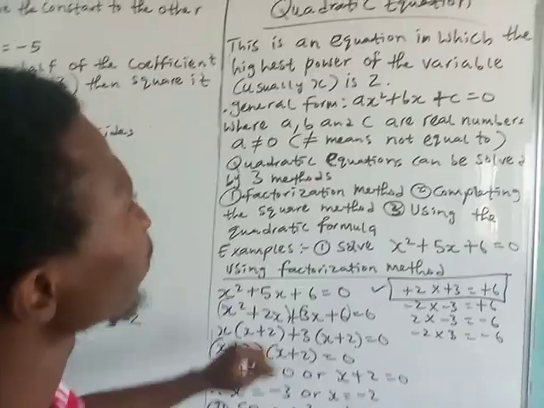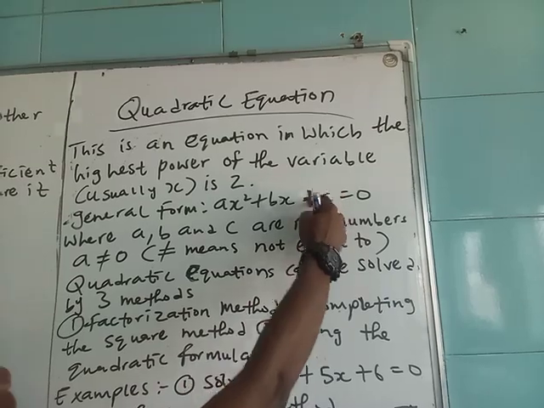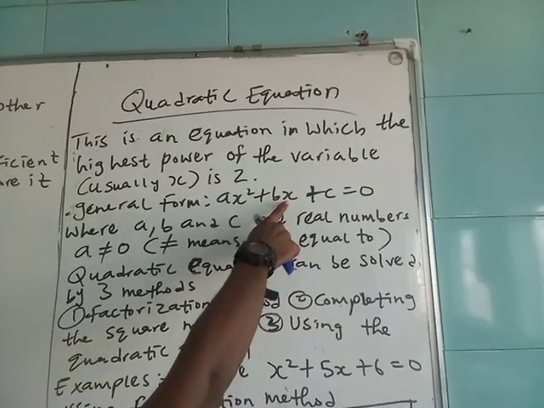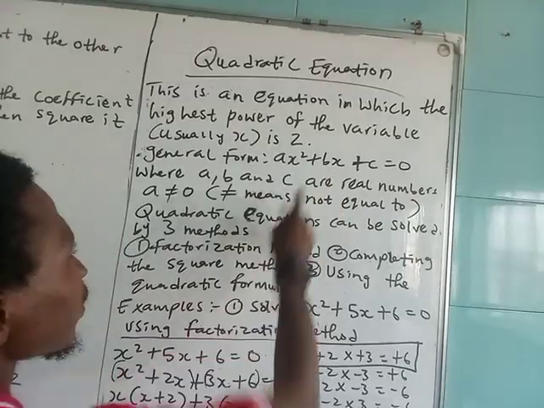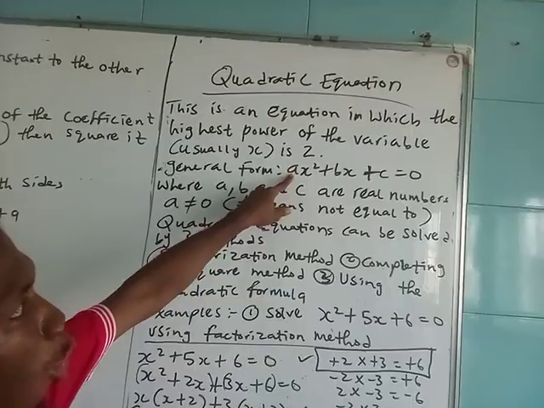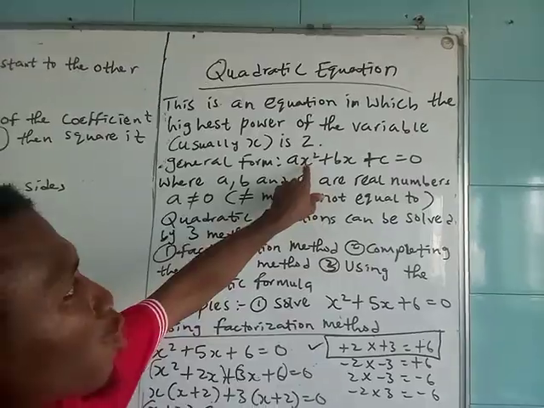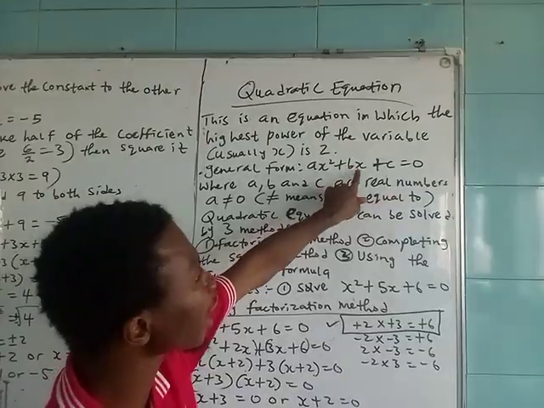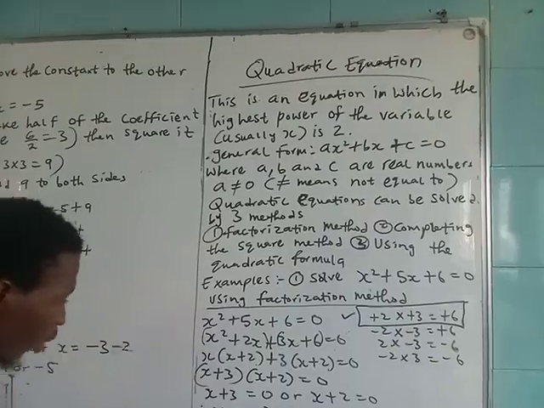From the general form, we have ax squared plus bx plus c, where c represents the constant in a quadratic equation. The x here are variables that represent numbers. Then a is the coefficient of x squared, that is the number that times x squared. Then b is the coefficient of x that has the index of 1. So take note of that.